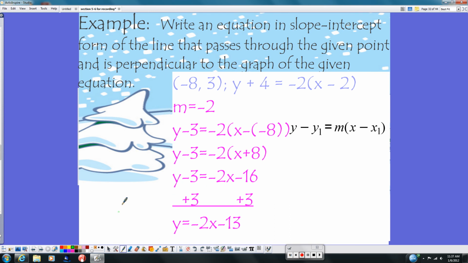A final example here, we have our point. This time they've given us our equation in point-slope form, so it's easy to pick out our slope of -2, so we don't have to do that work for this particular problem. We have our slope, we have our point, we use point-slope form. y minus 3 equals -2 times the quantity x minus a -8. We need to fix that double negative, minus a negative is a plus, and then distribute our -2. So y minus 3 equals -2x minus 16. Add 3 to both sides, so we get y equals -2x minus 13.